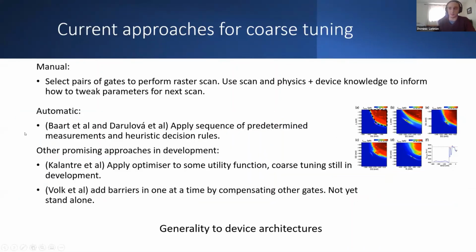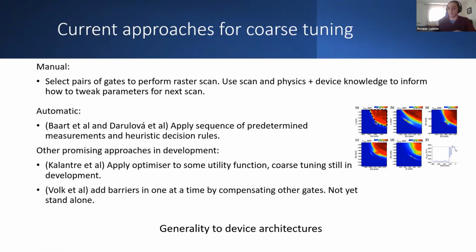So what can we do about this? The typical approach is just to do human tuning, where we do a raster scan, and then we make a decision about the raster scan, and we do another raster scan, using our physics knowledge to iterate on this until we get to what we want. The automatic method that is probably the best to compare to is Bayesian et al., which Hendrik mentioned earlier. This is where we basically apply some set of heuristic decision rules that we make decisions off to get somewhere.